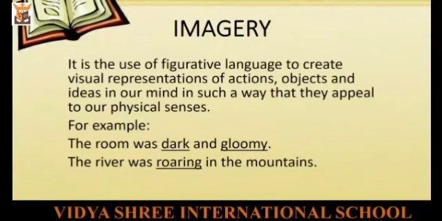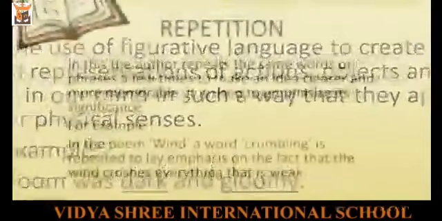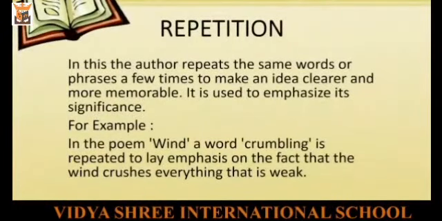Here these two words, dark and gloomy, are the visual images. And if we talk about another example, the river was roaring in the mountains. We can clearly hear the sound of the river, the water in the river, in the mountains. So this pleases our sense of hearing. Clear? Okay, let's move to our next literary device, that is repetition.